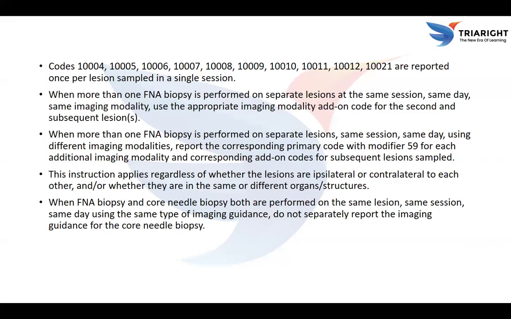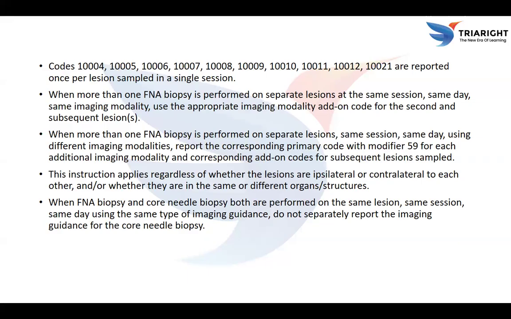The third guideline is multiple FNA biopsies on different lesions, same session, same day, and different imaging methods. If different imaging methods are used, for example ultrasound plus CT, report separate primary codes. You have to add modifier 59 to show they are distinct procedures. You have to use add-on codes for additional lesions. For example, lesion 1 is ultrasound-guided FNA and lesion 2 is CT-guided FNA. So you assign the primary code plus modifier 59 and the add-on code for the additional lesion.